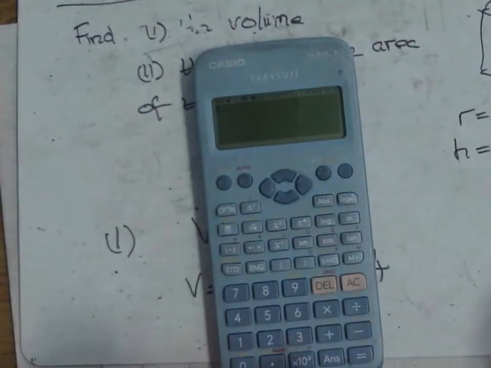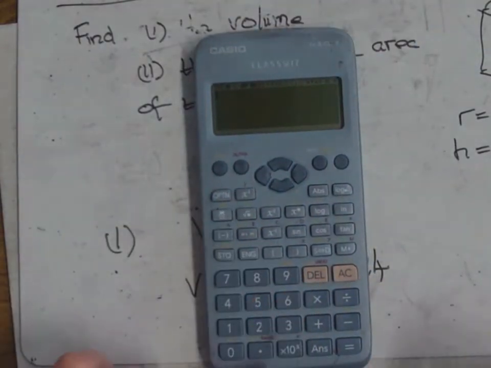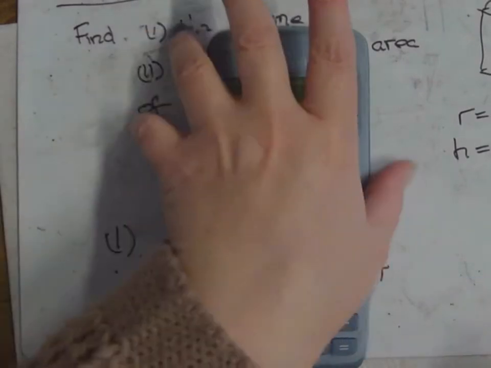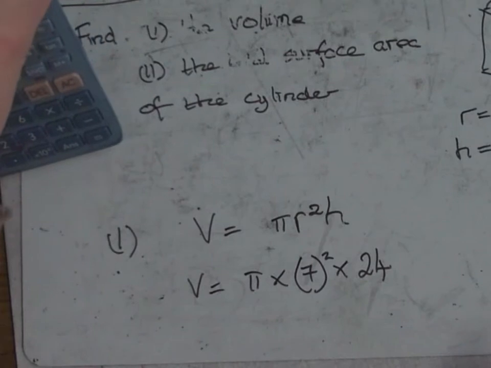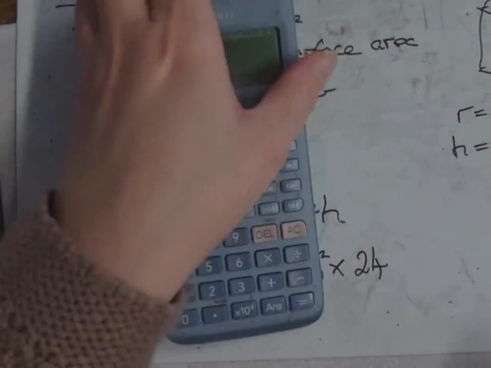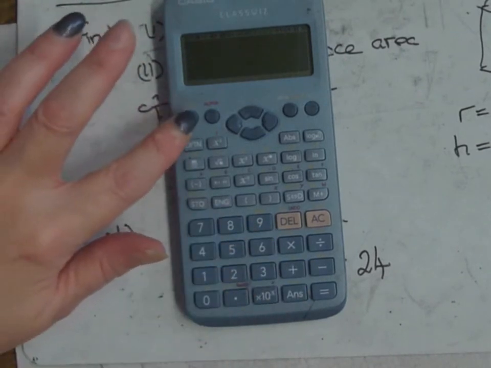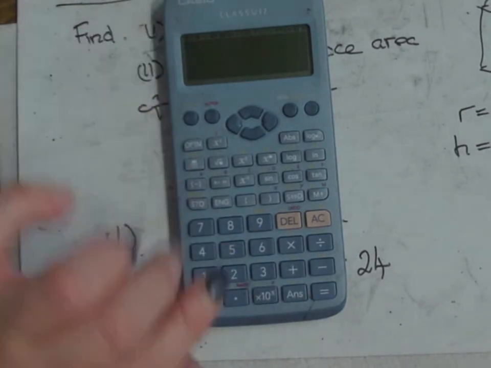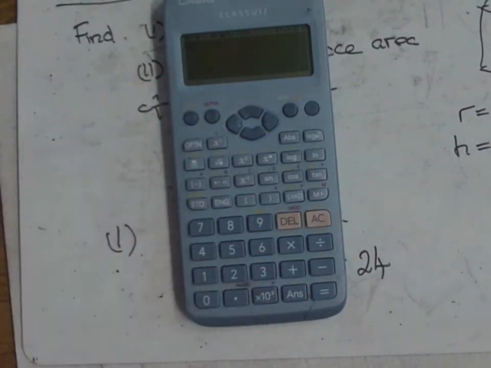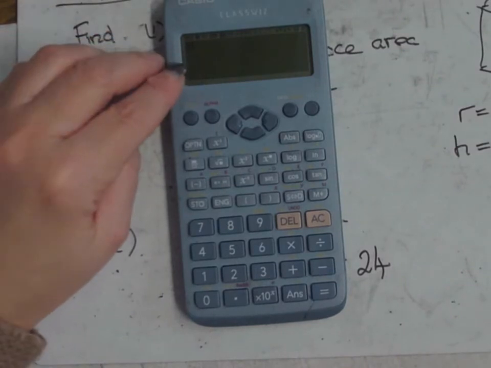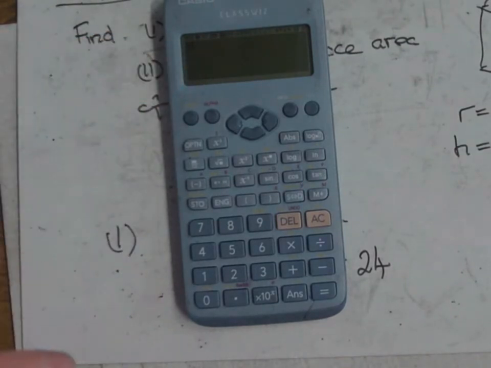The pi button, girls, is over the 10 to the power of x button, yeah? So to get pi, you go shift and the 10 to the power of x button. You got that? And it goes in. You see it, pi? Have you all found it?